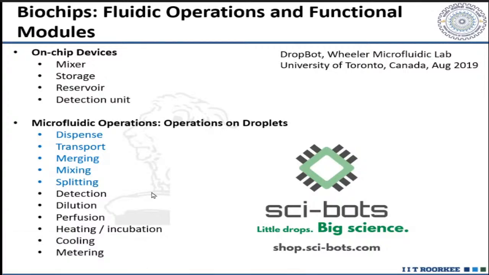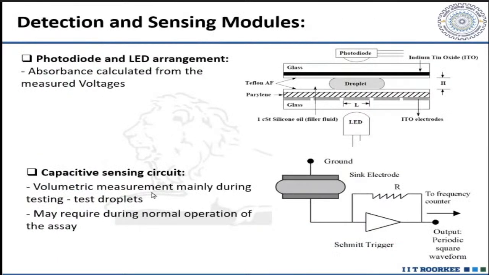So like this, there are other operations. I am not going into detail of those: the perfusion, heating, cooling, and metering, all these things. So I was talking about the sensing module and detection. And at that time, I told that there are two parameters which are involved, which are very important to know of a droplet. One is the concentration of that fluid in that droplet, and the other one is the volume.